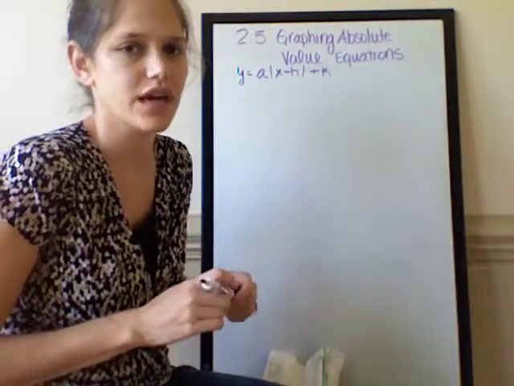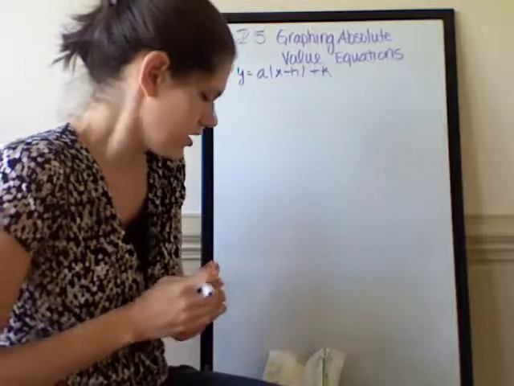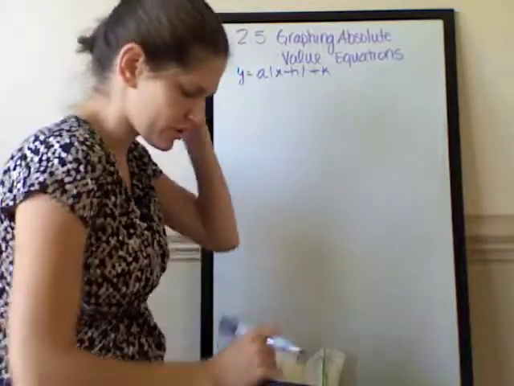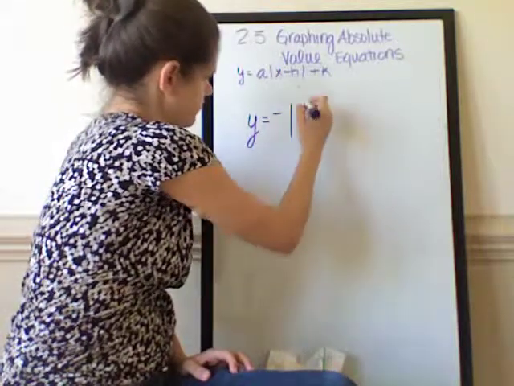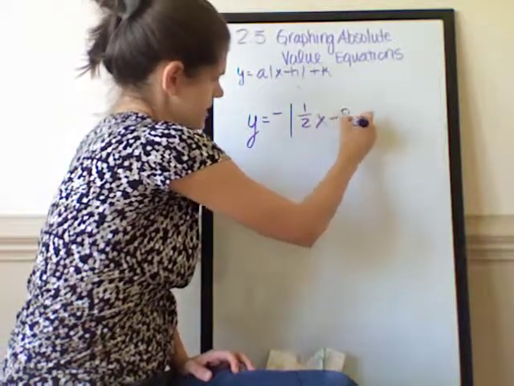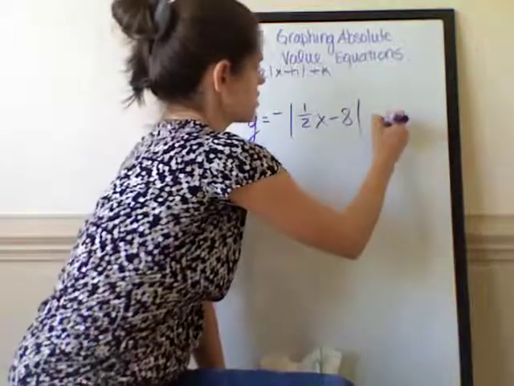Part 2 of graphing absolute value equations. We're going to go through just a couple more examples. So y equals negative absolute value of 1/2 x minus 8, plus 1.